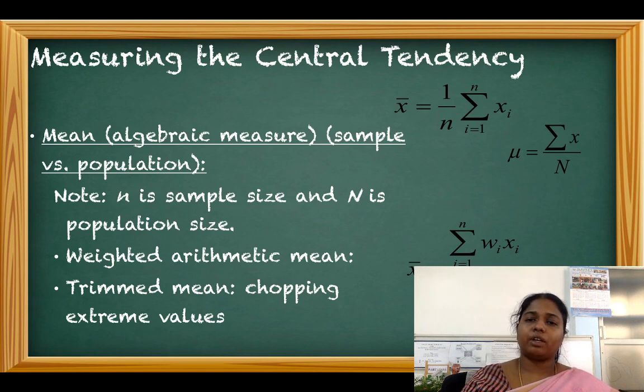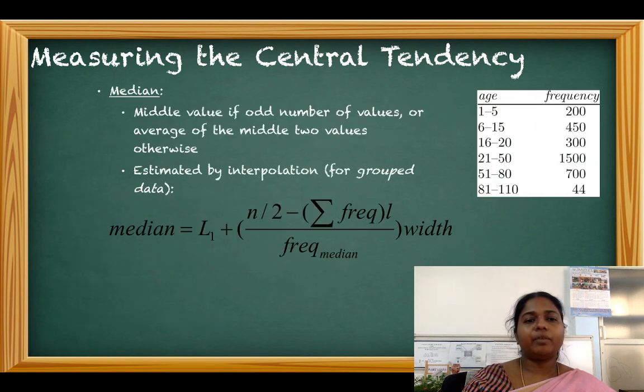Now if I have a weight associated with the data values, I might use the weighted arithmetic mean, which is given as x bar equals the sum of the products of the weights and the x values, divided by the sum of the weights. So this gives me a weighted mean. All the CGPA that you calculate is based on a weighted mean. And we can also use the value median.